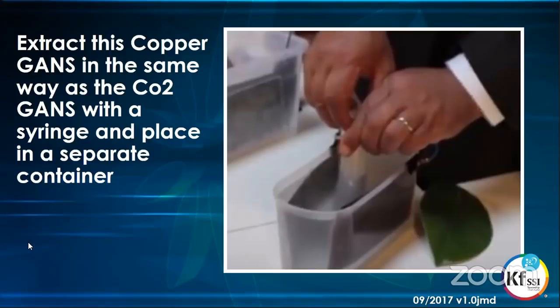And then you extract your copper GANs in exactly the same way as all the other GANs. You can do it with a syringe. Some people have other methods. So it just depends on how you want to do it, but you can just extract the GANs that you're needing. And obviously, if you've got a whole lot of the amino acids, like what Sandor has shown, you take your amino acids off the surface first.